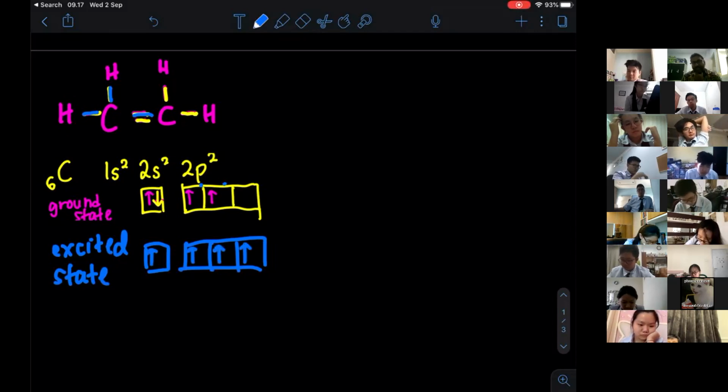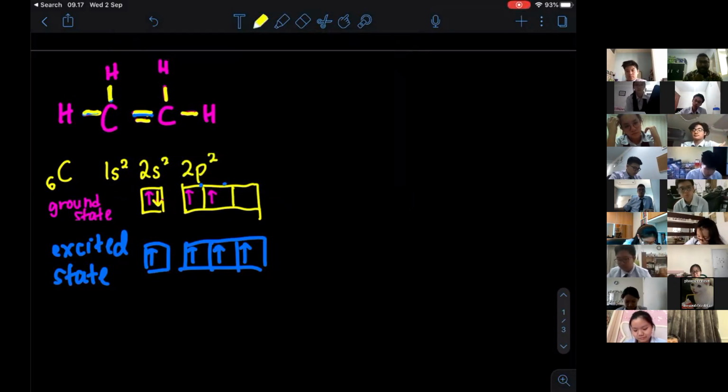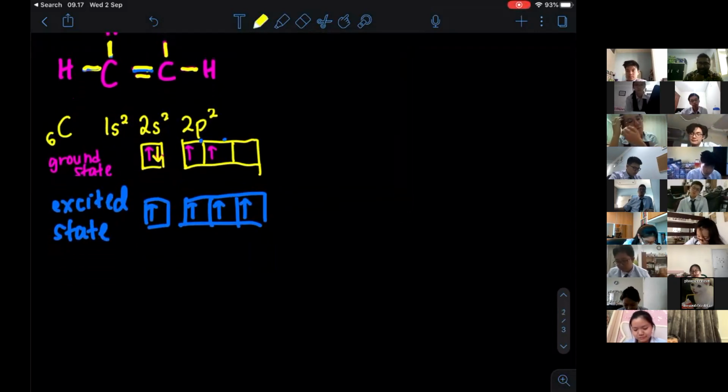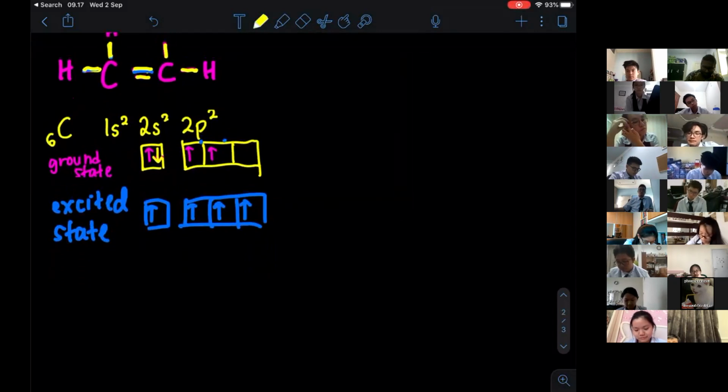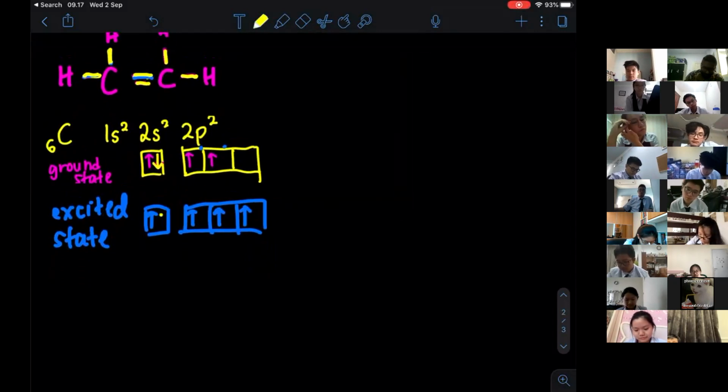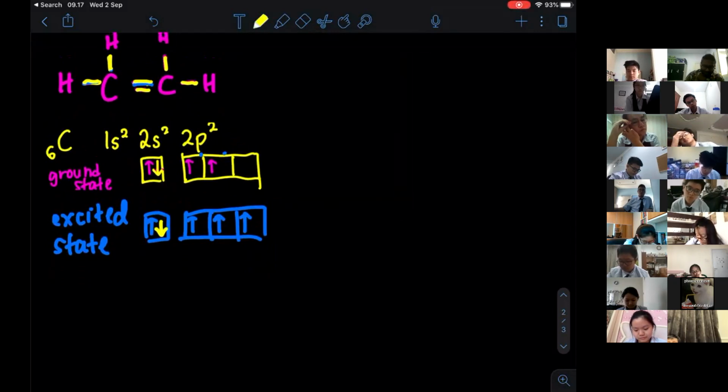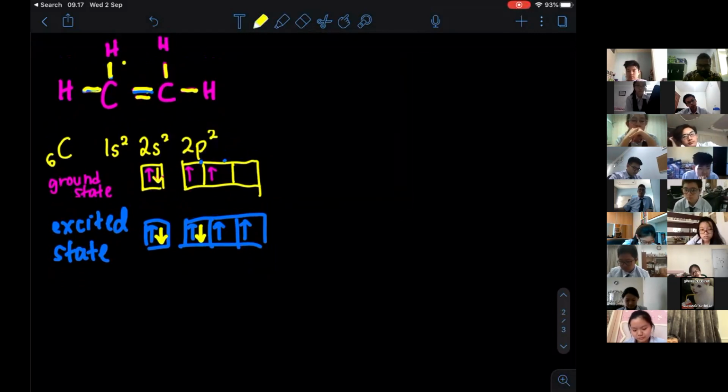Once they get excited, not all of the orbitals will be used for bonding. Why not all of them will be used for the bonding? You can see they need only 1, 2, 3. So if you need only 3, the one electron from the hydrogen, they will come over here. Another one more electron from this hydrogen, they will come over here. One more electron from carbon, they will come over here.